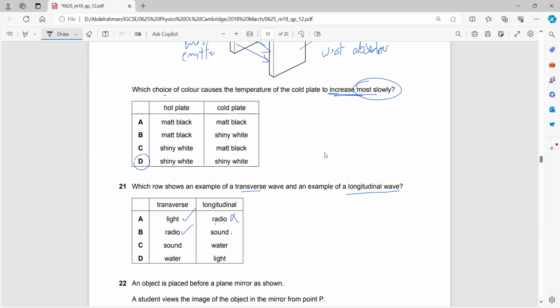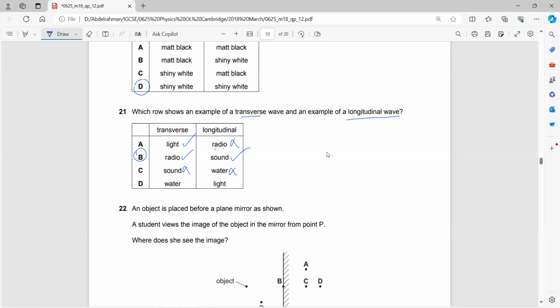Sound waves, are they longitudinal? Yes, they are. So B is the only correct answer. Sound is longitudinal and water waves are transverse. Water waves, they are transverse waves.